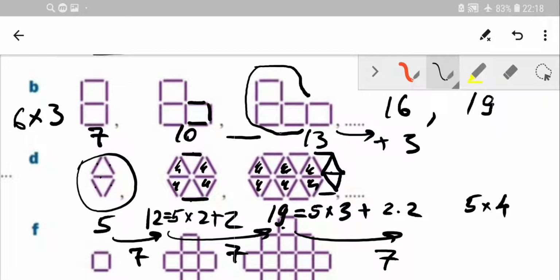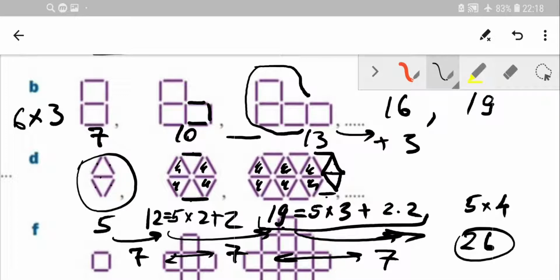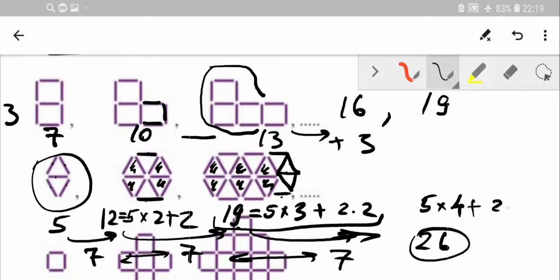And here we need to calculate the number of sticks that we added. So in total, 1, 2, 3, 4, 5, 6, 7. So we actually add 7, and the next number should be 26. So I bet it's 26 here. So it looks like the difference is not changing, so it's constant. That's definitely an arithmetic sequence. The rule here that we know is 5 times 3 plus 2 times 2. So here it is 5 times 4, and add 2 times 2 times 2, yeah, that's the pattern.